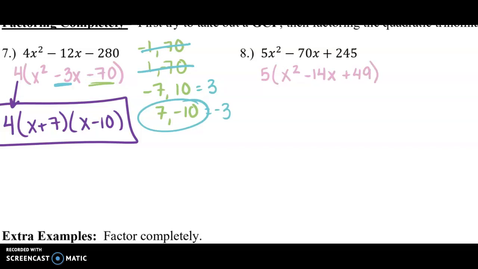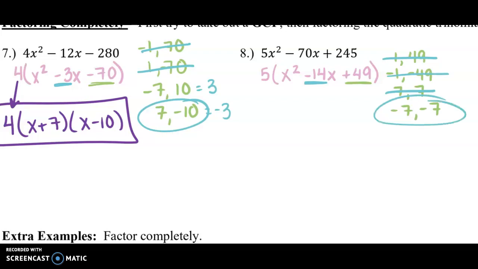So 49 is actually a nicer one because there really are not many numbers that multiply to 49. It's 1 and 49, or it's 7 and 7, right? So I have 1 and 49, or I have negative 1 and negative 49, 7 and 7, or negative 7 and negative 7. Again, you can use that tip that I told you, though. If it adds to a negative and it multiplies to a positive, you only care about your negative factors. Negative 1 and negative 49 is not going to give you negative 14, but negative 7 and negative 7 will. So you bring this 5 down, and then you have x minus 7 times x minus 7.